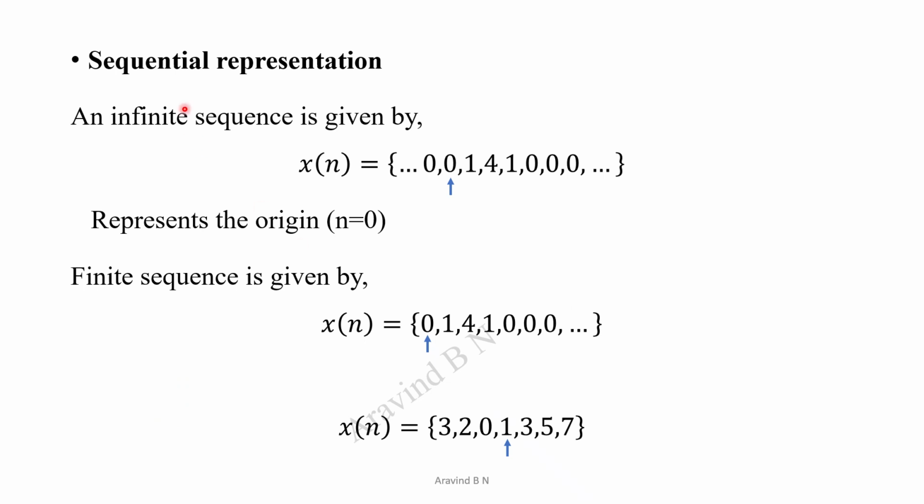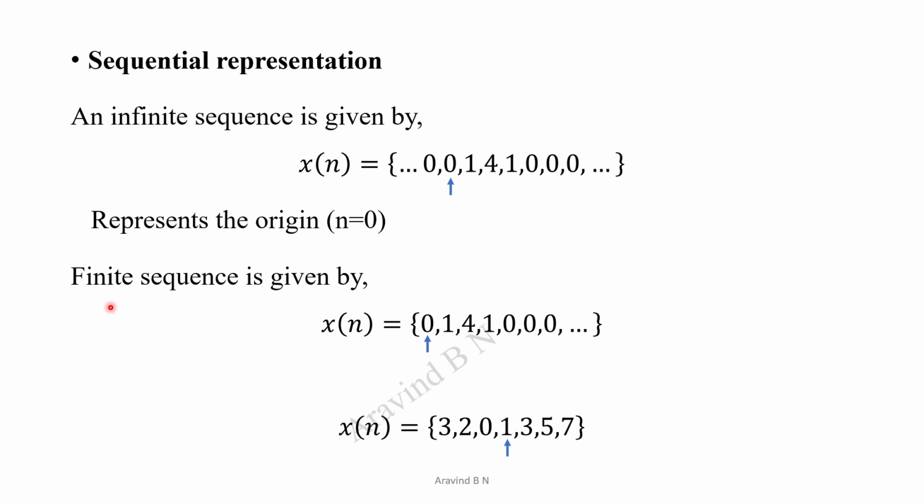Now getting into another one: sequential representation. In this case, a finite sequence is given by x of n equal to 0, 0, 1, 4, 1, and so on. Here we represent an arrow mark which indicates the origin. The origin is the location n equal to 0. At location 0, the value is 0. At location 1, it has 1. At location 2, the value is 4. At location 3, the value is 1, and so on.